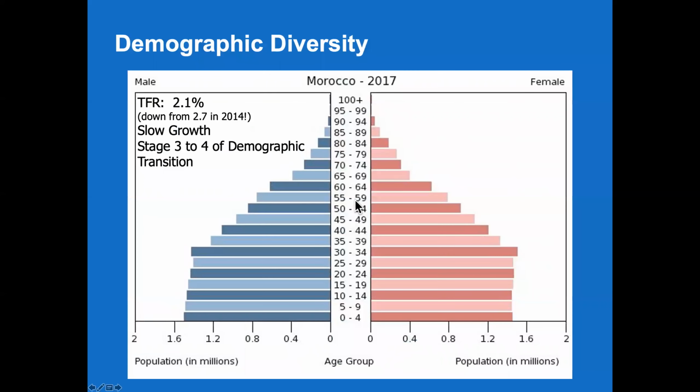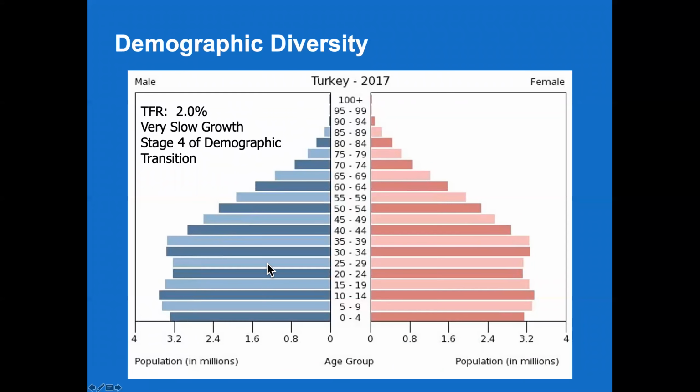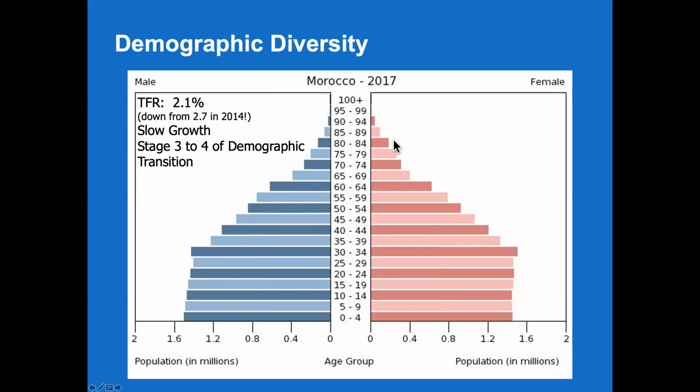And here's an example, Morocco. It was 2.7 in 2014 and 2.1 in 2017. So it has basically begun to slow significantly. And you can see that in the way the shape looks. It was growing, growing, growing, growing. Suddenly, it's sort of pared down.